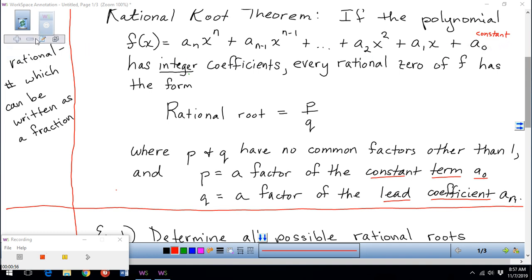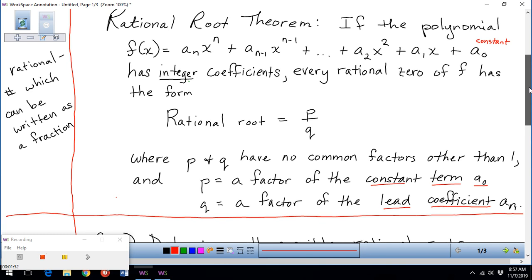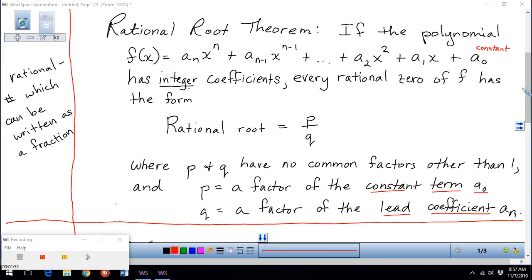Okay. Now one thing to note, remember that a rational number is any number that can be rewritten as a fraction. Alright, let's go ahead and pause, copy down your rational root theorem, and we will continue on with our notes.